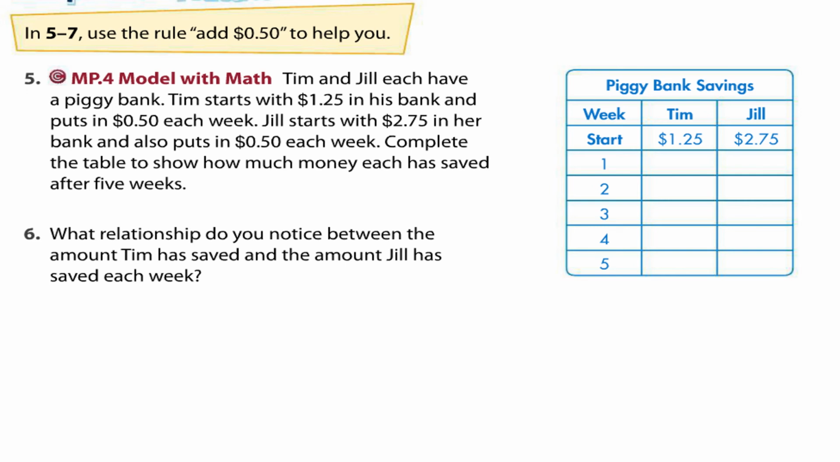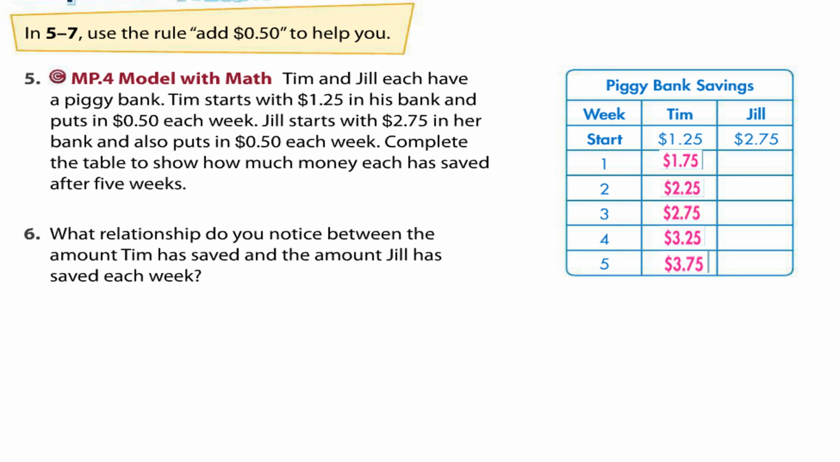Here, Tim firstly starts with $1.25. Just add 0.50 will be 1.75. Then add another 0.50 will be 2.25. Then add another 0.50 will be 2.75. Then add another 0.50 will be 3.25. Then add another 0.50 will be 3.75, and that's for Tim. So how much money has Tim saved after 5 weeks? Yes, $3.75. What about Jill?